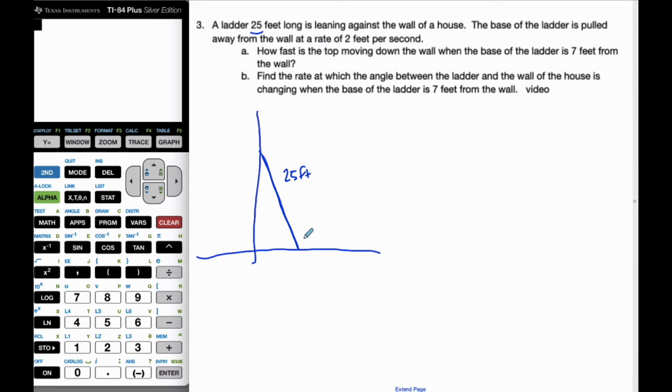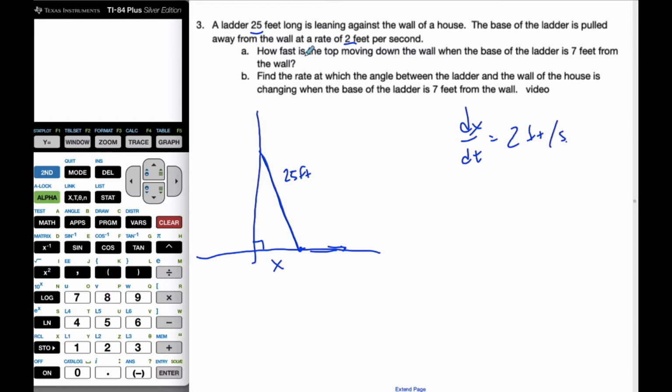And the base of the ladder, so this point here, is being pulled away at a rate of 2 feet per second. Well, if it's going to be pulled away here, how about we call this x here? So the wall is going to be perpendicular. And so then I know that dx/dt is 2 feet per second.